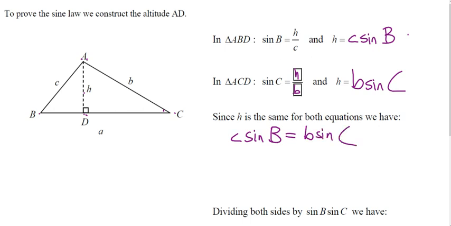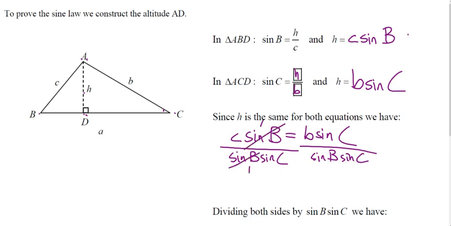If we divide both sides by sine B times sine C, then the sine B's divide out, leaving you with 1s, and the sine C's here divide out, leaving us with c over sine C is equal to b over sine B.